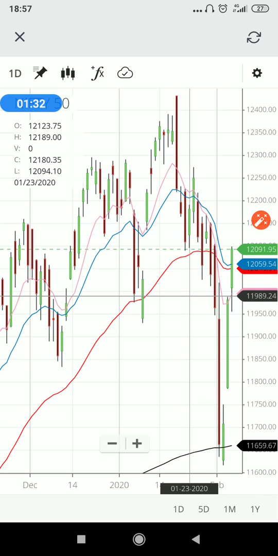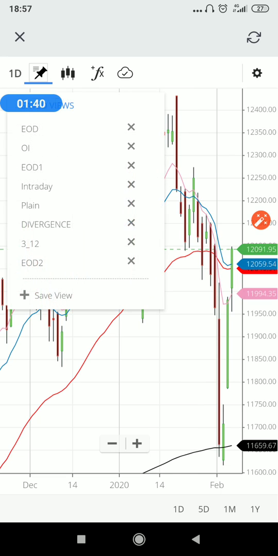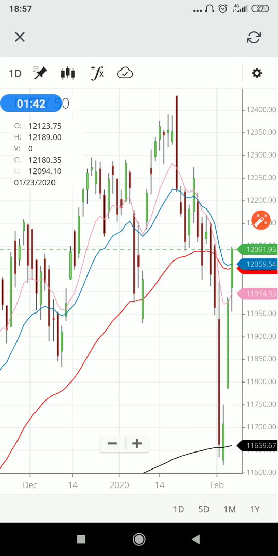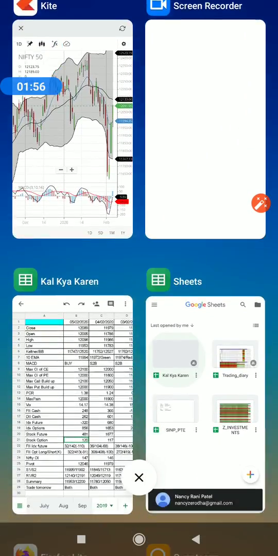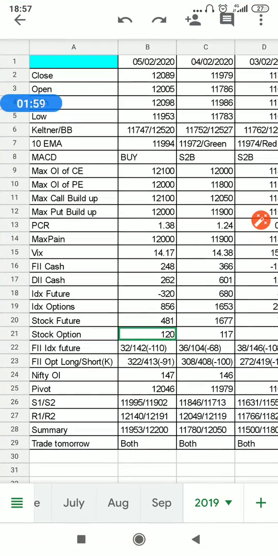Now we have to look at the momentum and the volume, because volume is also very important. Just looking at the price means we are ignoring the volume. So now let's look at the momentum. From the momentum perspective, today MACD has given a buy signal. It has turned positive, which is again good for the bulls. Okay, now let's have a look at the volume, that is open interest.